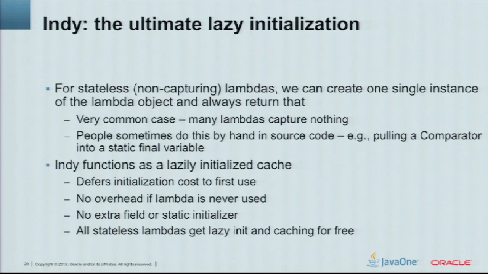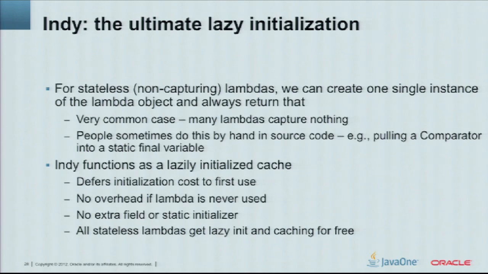Well, the VM can do that for you. The VM can look at this and say, this is a non-capturing lambda. It could tell it's non-capturing by the dynamic argument list to invokedynamic being empty. And say, okay, the first time we call the bootstrap, I'll make one instance. And then I'll tell the VM to link this call site to be always return this constant. And the VM optimizes that into a constant load, so the call goes away. So this is a very common case. A lot of lambdas capture nothing. Probably 50% or more capture nothing. So instead of having to do this by hand in the source code, we just let the VM do this for us.